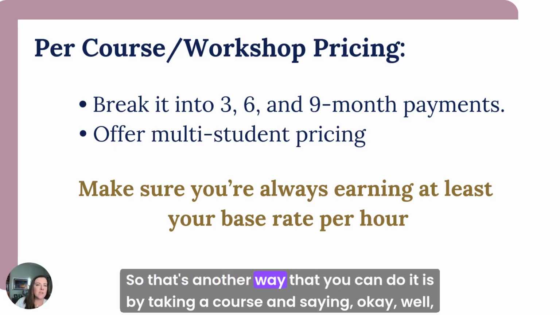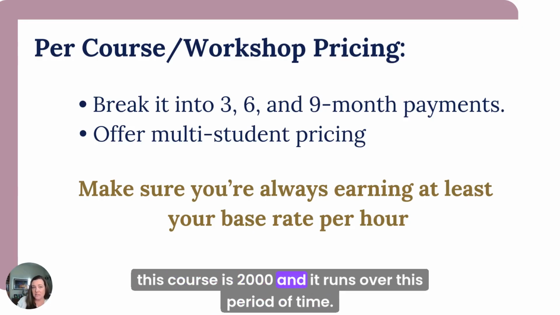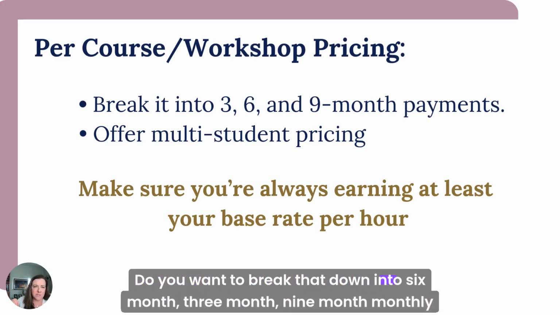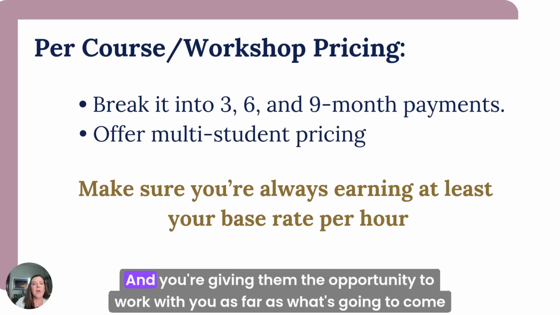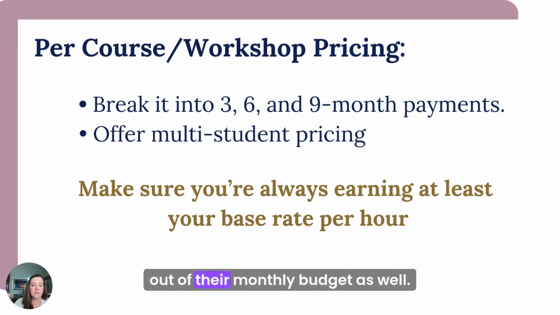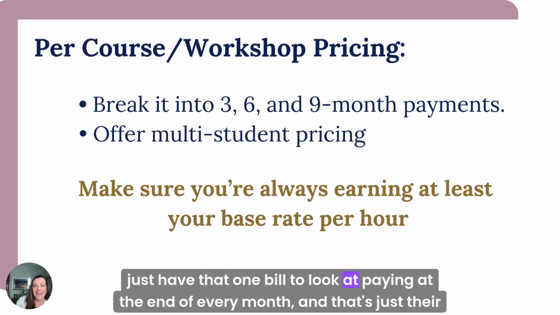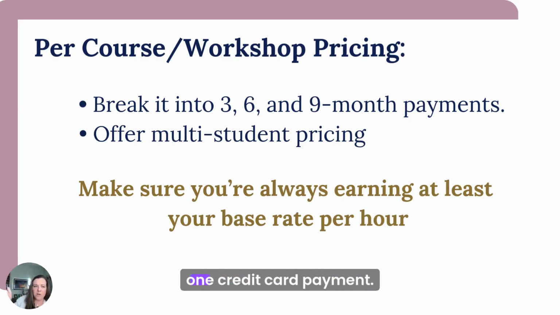So that's another way that you can do it, by taking a course and saying, okay, this course is $2,000 and it runs over this period of time. This is how frequently it meets. How would you like to break that down? Do you want to break that down into 6-month, 3-month, 9-month monthly payments? And you're giving them the opportunity to work with you as far as what's going to come out of their monthly budget as well. Some prefer to just put the whole thing on the credit card, pay it all at once, and then just have that one bill to look at paying at the end of every month. And that's just their one credit card payment. So that's another way to do it.